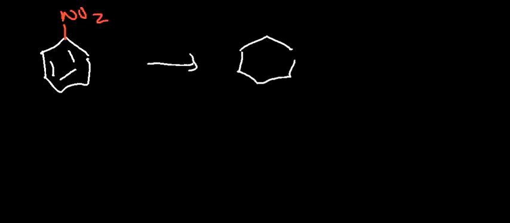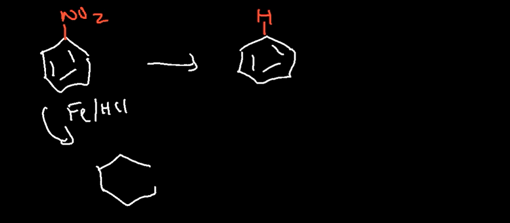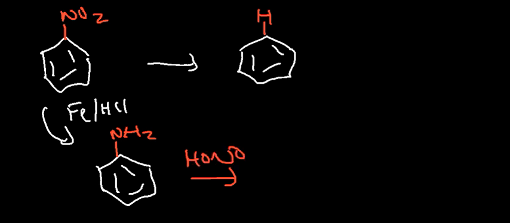Now here's a question for you. Let's say you have a nitro group. How can you convert it back to benzene? How would you do it? To convert it back to benzene, we need to replace it with a hydrogen. And we can do that by converting it to an NH2 group. We can use iron metal with HCl. And then once we have the NH2 group, we can use HONO, or sodium nitrite with HCl. So now we have our diazonium salt.